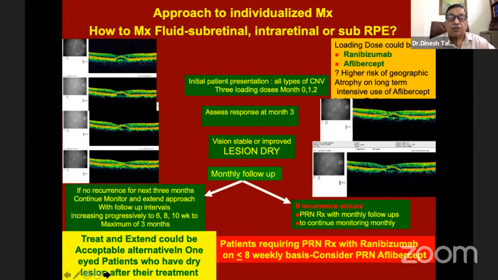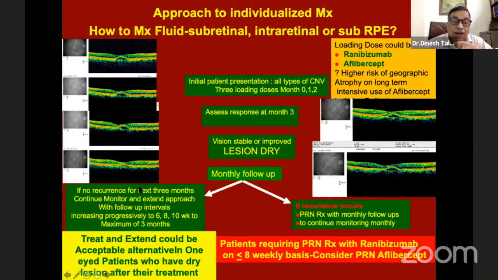Now, how do you manage these patients? Once you've given the first 3 injections, check the vision, and at that time, check whether the lesion is dry on OCT. If the lesion is dry, the patient just needs monthly follow-ups, and if no recurrence occurs in the next 3 months, you can now extend the follow-ups to 6 weeks, then 8 weeks, then 10 weeks, and progressively to a maximum of 12 weeks. If, however, any recurrence occurs during this period, then I would consider PRN treatment with monthly follow-ups and monitoring continuing.